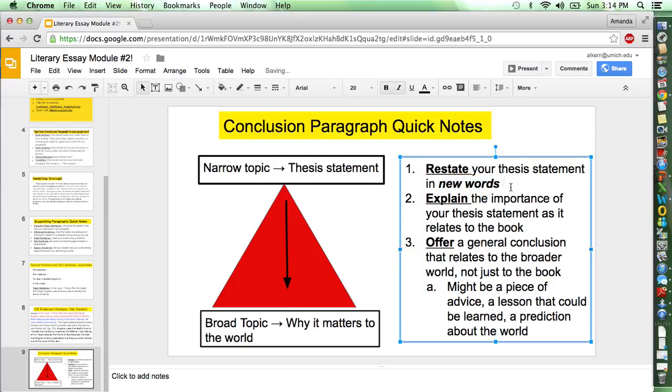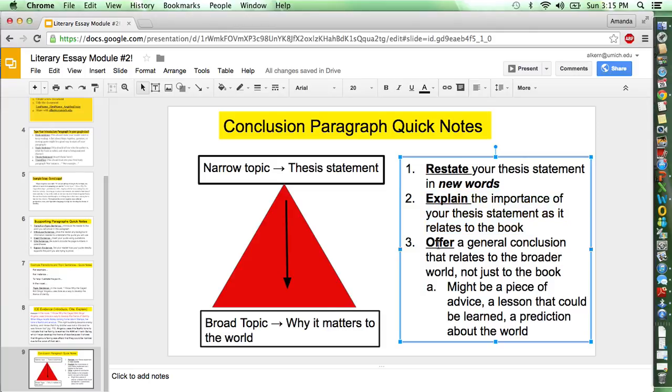So don't just restate what you've already said. Try to rephrase your thesis statement so that it's different from the first time that you introduced it in your introduction. This will help your essay come full circle and help your reader realize that you are reaching the conclusion of your argument. The next thing you want to do is explain the importance of your thesis statement as it relates to the book. So if, for example, you're discussing the theme of race, you might want to let your readers know that Angela was only able to develop the theme of race by using the different literary elements that you analyzed, such as tone or conflict or figurative language.